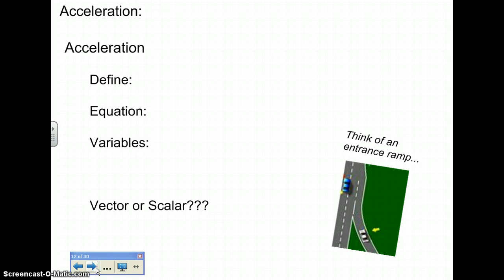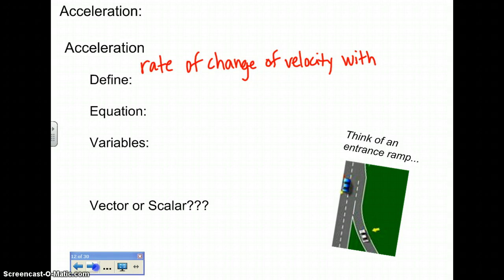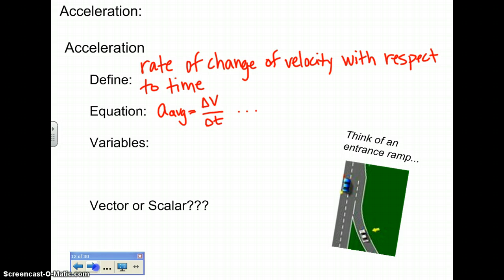Okay, acceleration. Definition here is rate of change of velocity with respect to time. The equation that I'd like you to use is a equals the change in velocity over the change in time. But what if they don't give you delta? Then you're going to use vf minus vi over delta t.